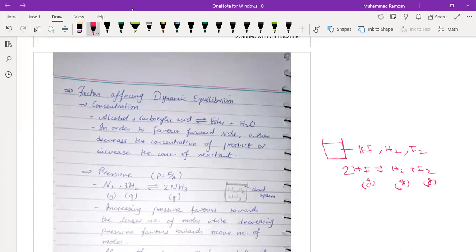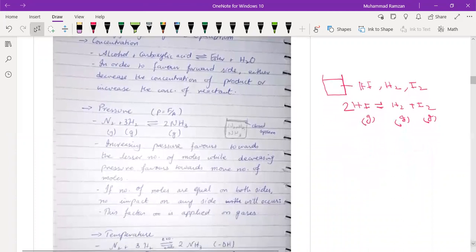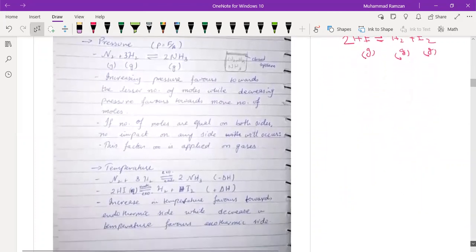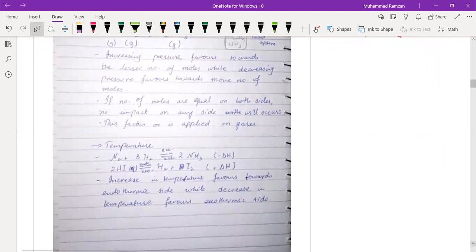Next, about temperature. Can you recall the effect of temperature? If you increase temperature, it will favor the endothermic reaction. If you decrease temperature, it will favor the exothermic reaction. Good. And how can you decide this is endo and that is exo? If the enthalpy change is negative, then it's exo. If it's positive, then it's endo. Good, this is a very good point. Exactly.